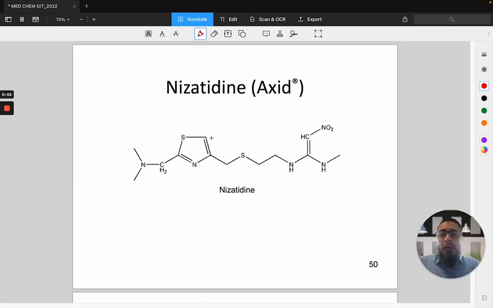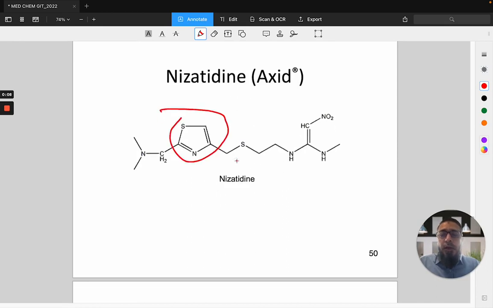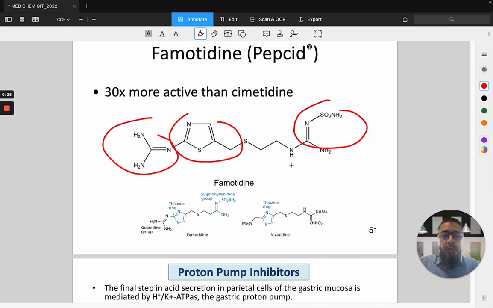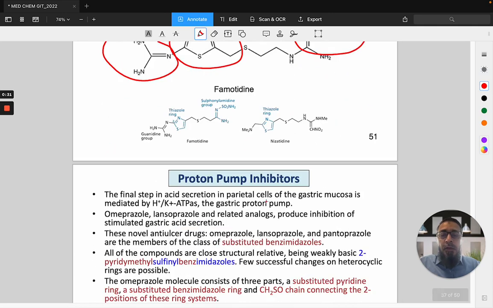In the case of nizatidine, instead of the imidazole ring, there is a thiazole ring. In the case of famotidine, this is the thiazole ring, and at this terminal it has the guanidine group. This one is the guanidine group, and this one is the sulfonylamidine group. This famotidine is 30 times more active than cimetidine.